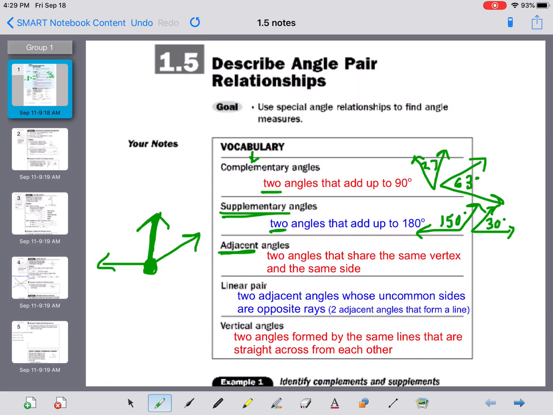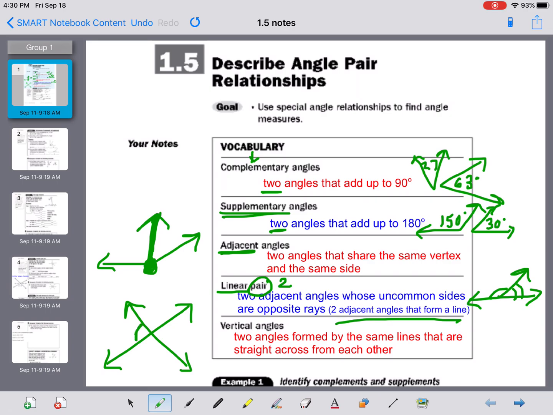Linear pair. The name says it all. Linear, that's a line, and a pair, which is exactly two. So it's two angles that create a line, okay? Two adjacent angles that form a line. But if you just think of I have a line and it's split into a pair, that's your linear pair. And then I have vertical angles. Okay, some of you know about these already, but when two lines cross, a vertical angle is straight across from another angle of that same size. So these are two angles formed by the same lines that are straight across from each other.